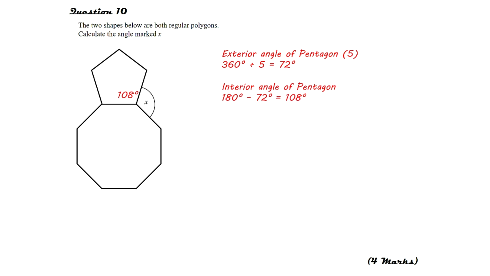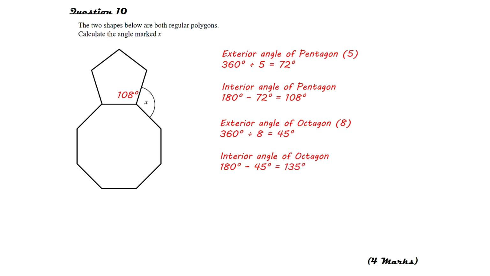Now I'm going to repeat that process for the octagon. So to find the exterior angle of the octagon, it's going to be 360 divided by 8, which is 45, and then to find the interior angle, I'm just going to take that away from 180, and the interior angle here is 135. Once I've got those two interior angles, I know that the angles around a point add up to 360. So from there, it's a fairly simple calculation to work out that X is 117.